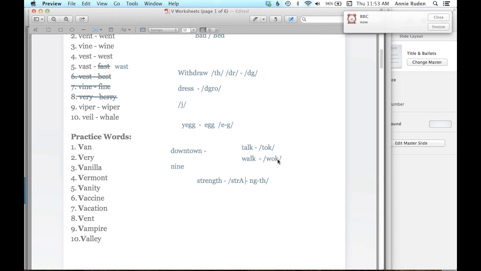Again, say it slowly until you can get that position correct, and then start speeding it up. Strength. A lot of it is going from that NG sound at the back of the throat to getting the tongue in position for the TH sound. And that TH sound at the end of the word is a voiceless sound. Strength. There's a little bit of an airflow there.